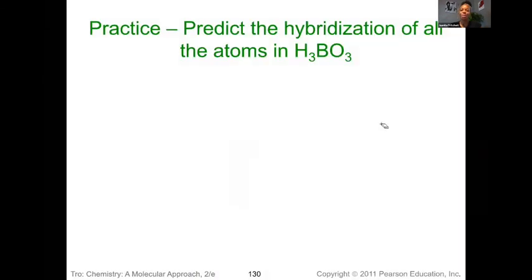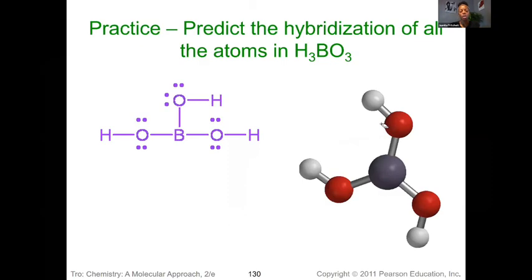All right, one last problem. We want to predict the hybridization for the atoms that are in H3BO3. And so if we look at our Lewis structure, well, we know that here, for our electron geometry, this would be trigonal planar, because there are 3 electron regions, no lone pairs. That would be the same thing as my molecular geometry. For each of the oxygens, I would say the electron geometry is tetrahedral, and the molecular geometry is bent.